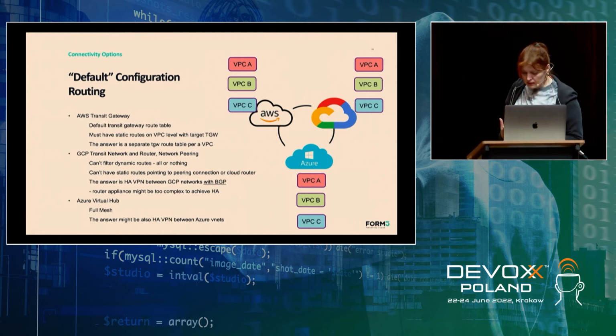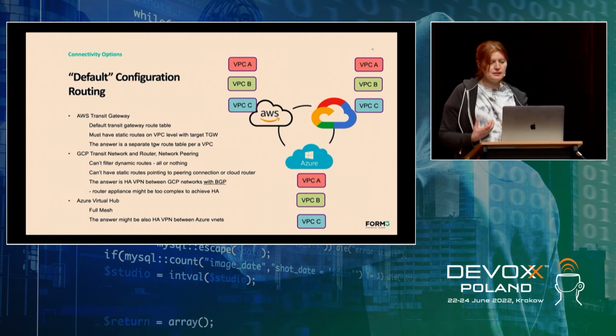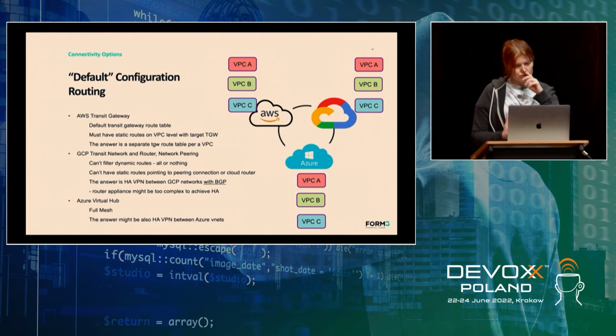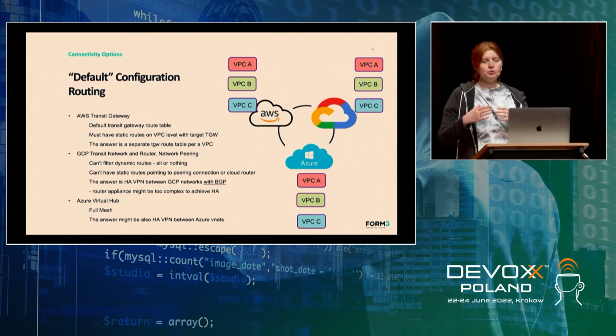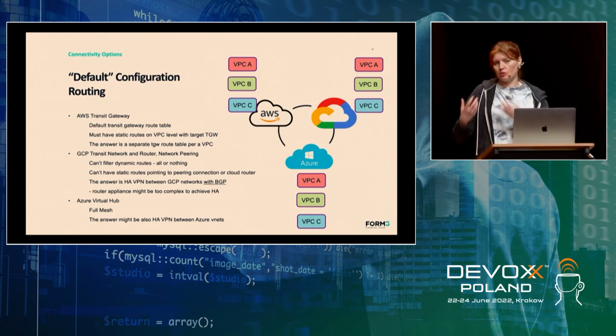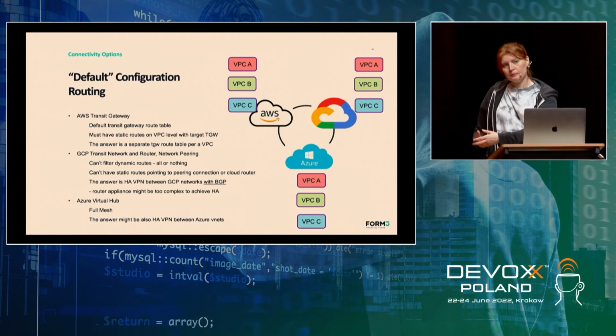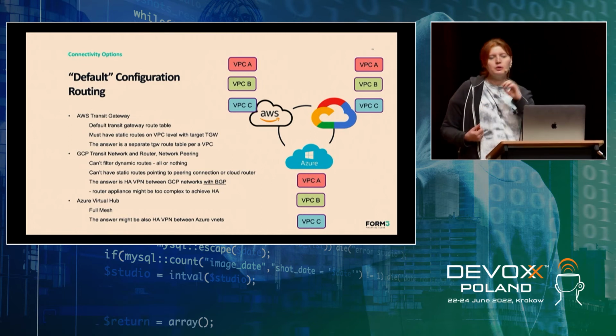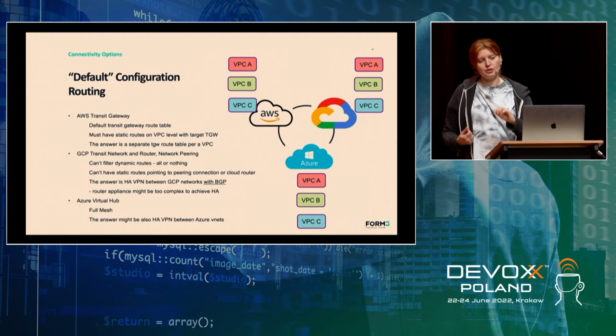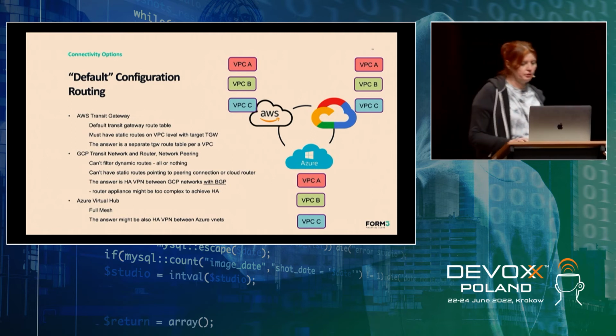So the answer is to use a separate transit gateway route table per VPC. This way, we could advertise custom prefixes to our VPC in AWS, and we can have routes only to the corresponding VPCs in both other clouds.